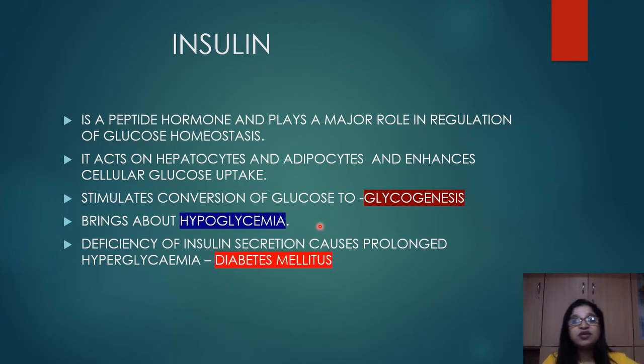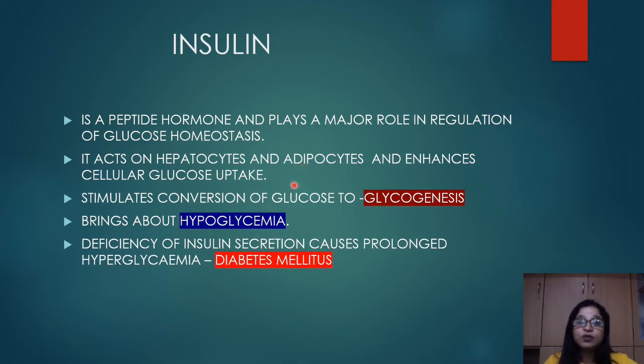That is why if we are constantly having a lot of sugary or sweet food for a long time, we tend to put on weight, because this is how the body tries to regulate the amount of glucose in the blood. The deficiency of insulin secretion in individuals causes prolonged hyperglycemia, because this entire process of glycogenesis and even cellular uptake of glucose by the cells reduces a lot.